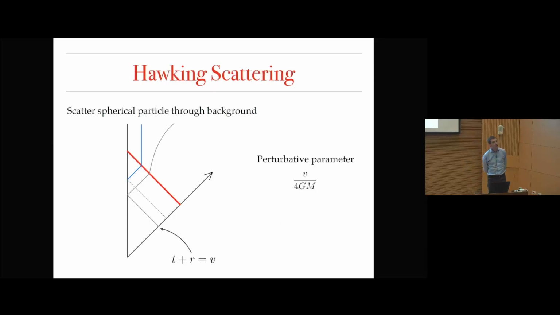It's useful to note, and I'll make various comments about this later on, that there's some perturbative parameter in the problem here. The perturbative parameter is this distance, this v, over 4G, essentially this distance where the event horizon basically goes back out. So this is something that you can go ahead and expand in, and the expansion in that is analogous to the PM expansion in classical applications of scattering amplitudes.